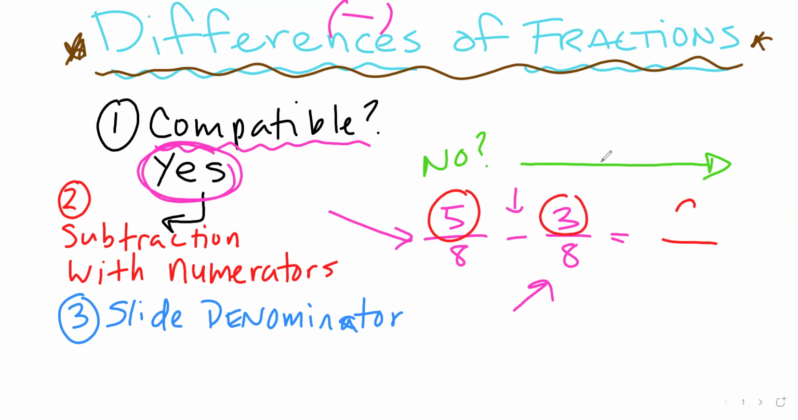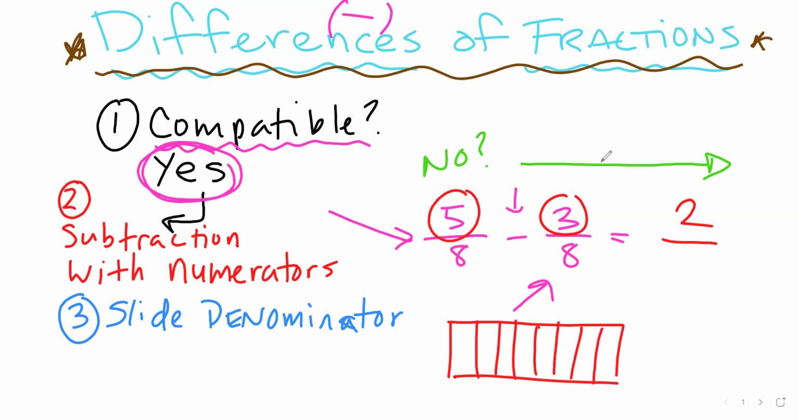I am just going to subtract 5 minus 3, which gets me 2. That makes sense, because if I had something cut into 8 pieces, and I had 1, 2, 3, 4, 5 of them, and I decided to take away 3 of them, then I'm left with 2. It's these pieces we're taking away.